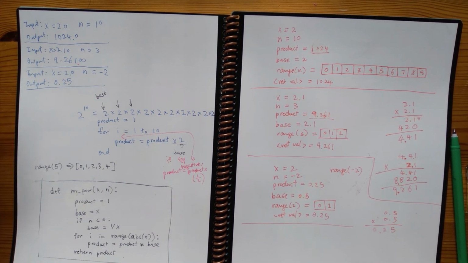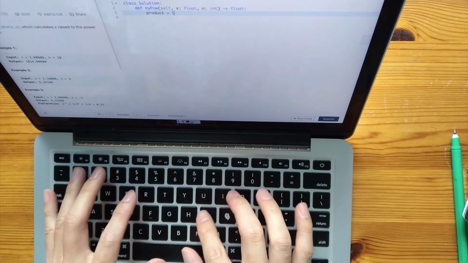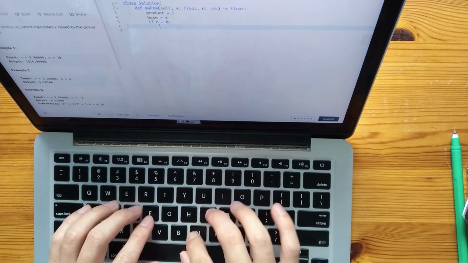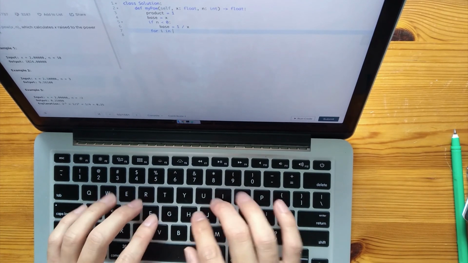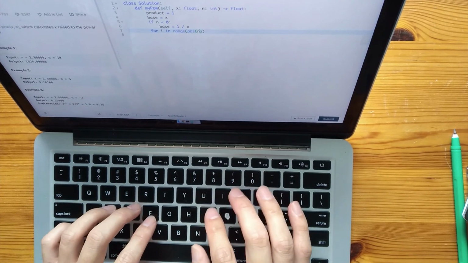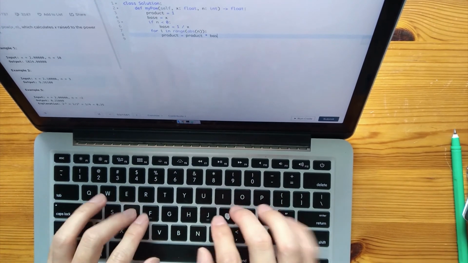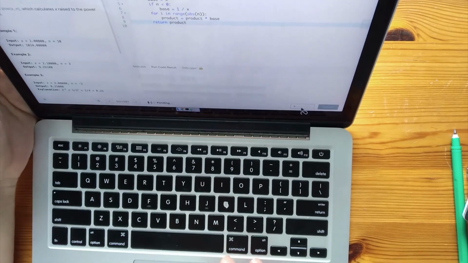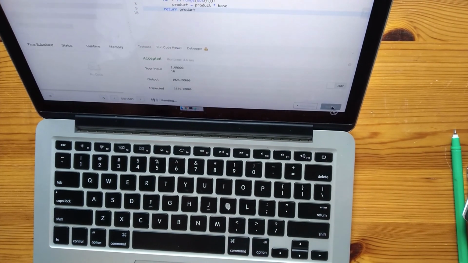Very good. So I'm going to go ahead and type this solution. Product equal 1, base equal x. If n is less than 0, base is 1 divided by x. For i in range of absolute value of n, product is product times base. Return the product. Let's try to run this code. It likes it. I'm going to do a submit. Time limit exceeded.